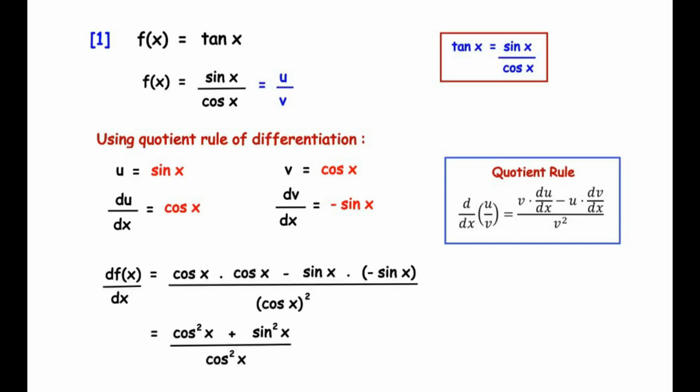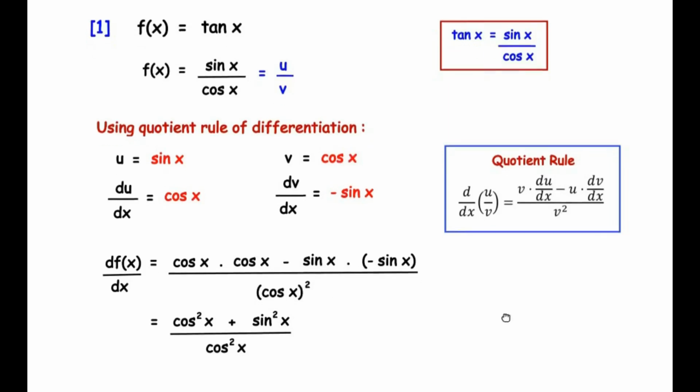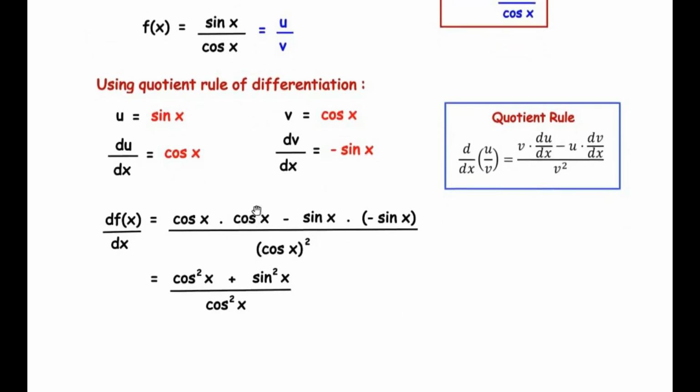So we get differentiation of f of x with respect to x, that is df of x over dx, is equal to, in place of v we have written cos x times du by dx, which is cos x. So cos x times cos x minus u times dv by dx becomes sin x times minus sin x over, now v square becomes cos x the whole square. Now simplifying this we get cos x times cos x is cos square x, and minus times minus gives us plus, and sin x times sin x gives us sin square x.